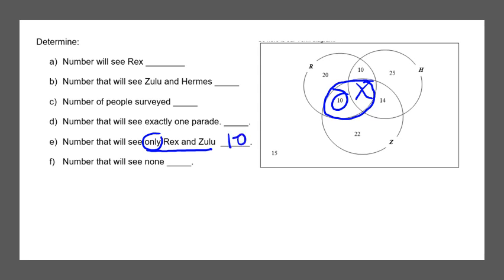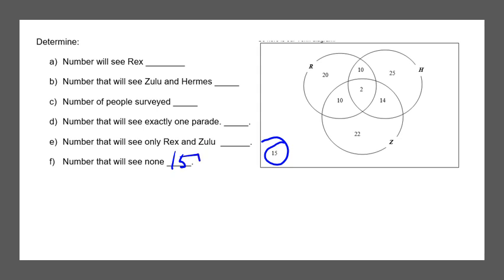The number that will see none, well, that's what these 15 people are doing. I guess they're going to Disney World. All right, that's that. So we're going to move on to the next slide.